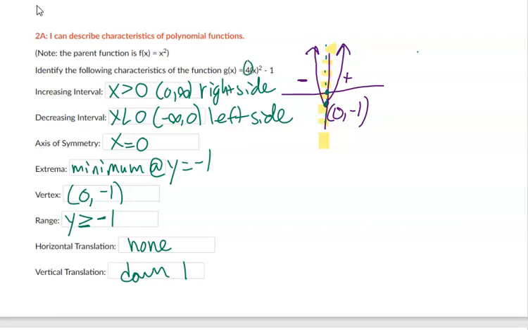And this 4 right here makes it have a vertical stretch by 4.